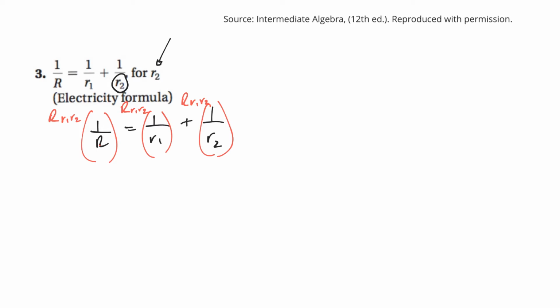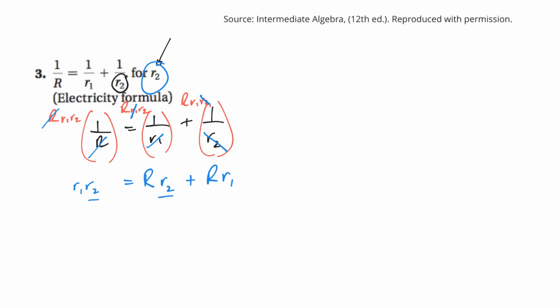So canceling, the r's go here, left with r1, r2, equals the r1's go, so I'm left with r, r2, plus r2 cancels, so I'm left with r, r1. Now they want me to solve for r2. I guess my problem here is that I have two of them. There's one here and one here.